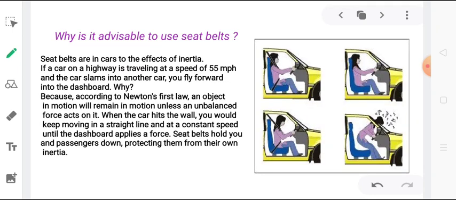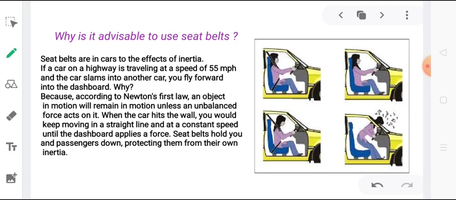Why is it advisable to use seat belts? Seat belts always help us whenever the car that we are driving comes to a rest all of a sudden. It prevents us from moving forward with the same speed, as you can see in the picture. So obviously it is reducing the risk of any accident. So seat belts will stop us from moving forward.